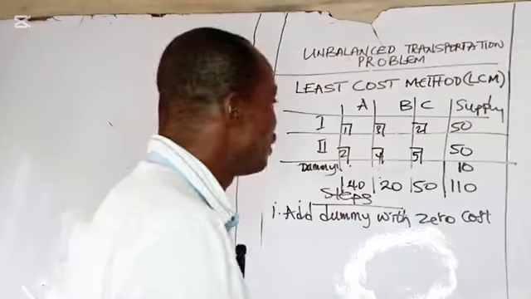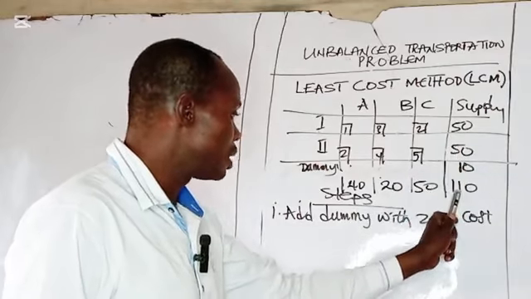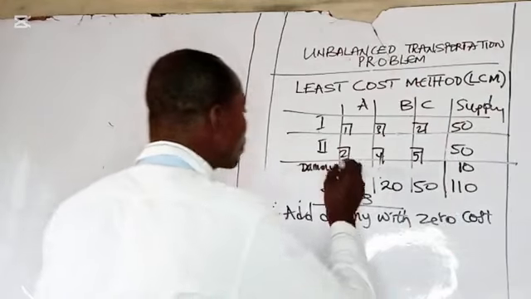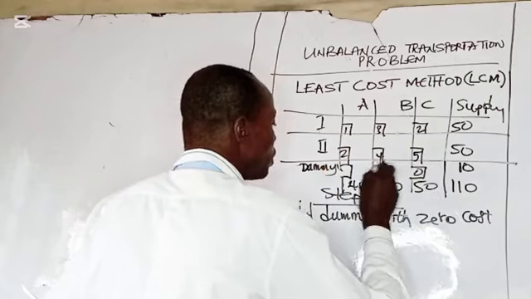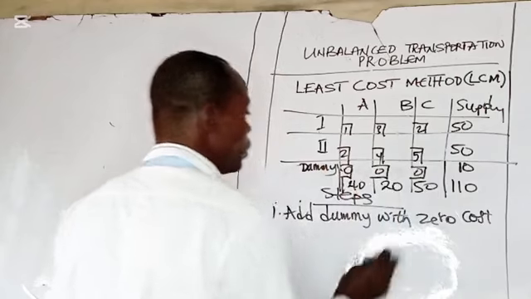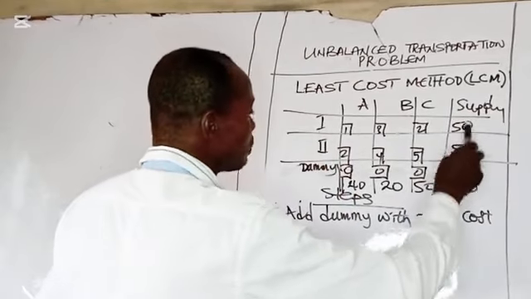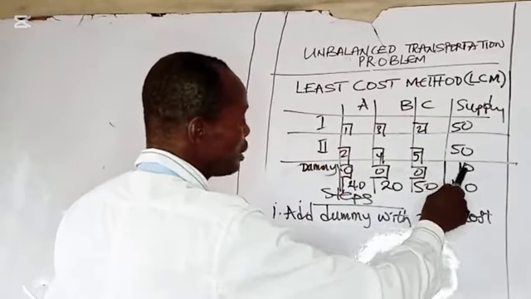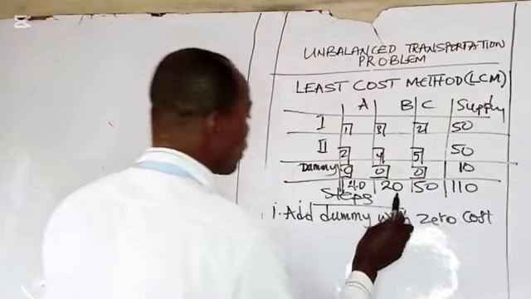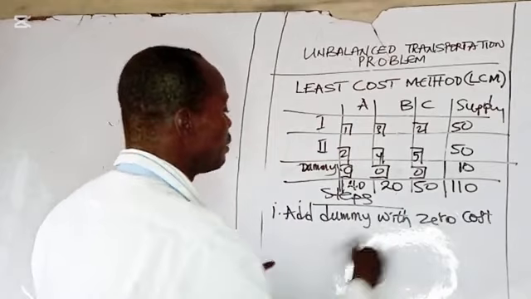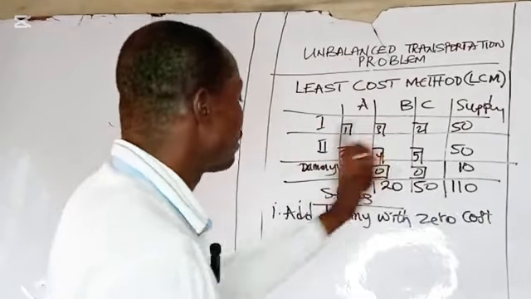Now, you will now be having 50 plus 50, 100 plus 10, 110. So the cost of those dummy will now be zeros. 0 cost. So the problem is now balanced. So that means you are now having 50 plus 50, 100 plus 10, 110. Then 40 plus 20, 60 plus 50, 110. So the problem is balanced. So that is the first step.